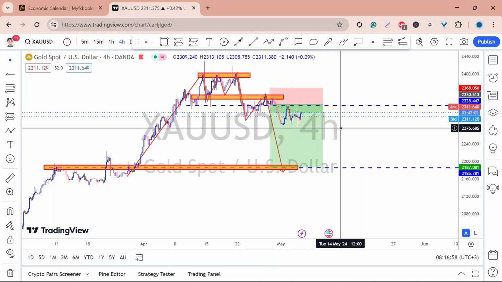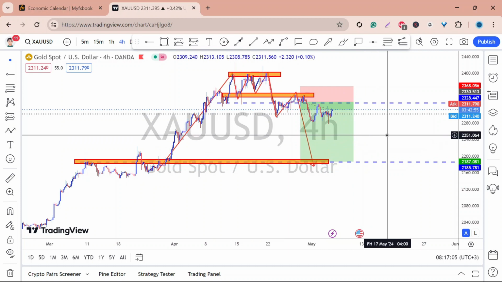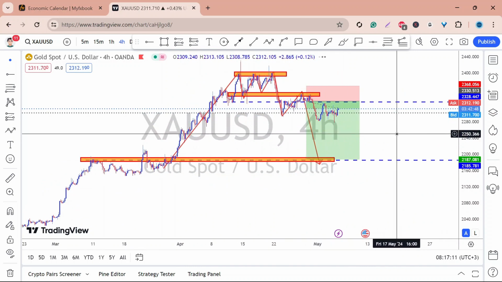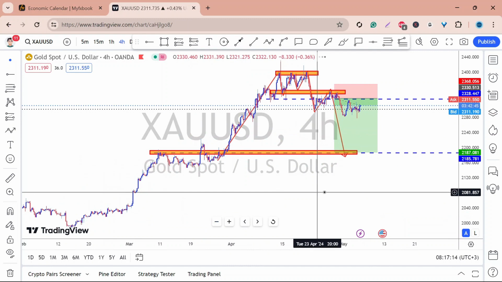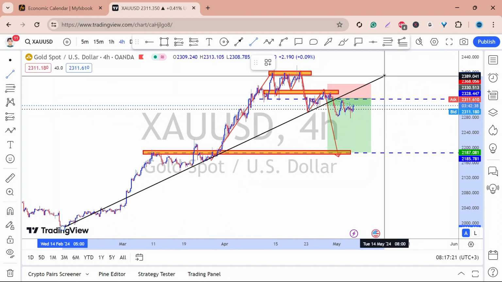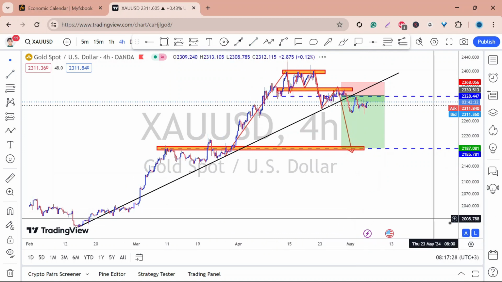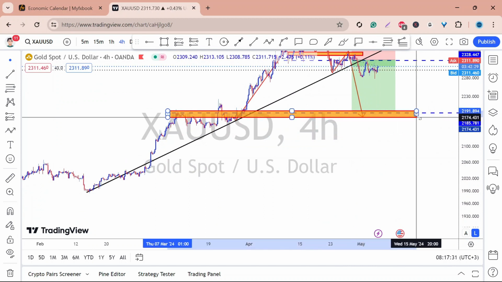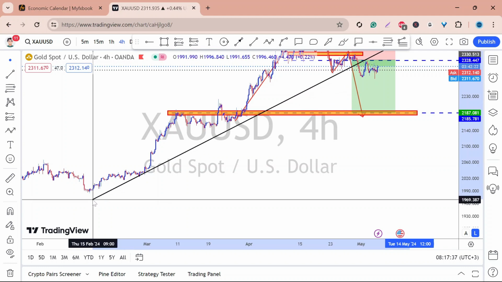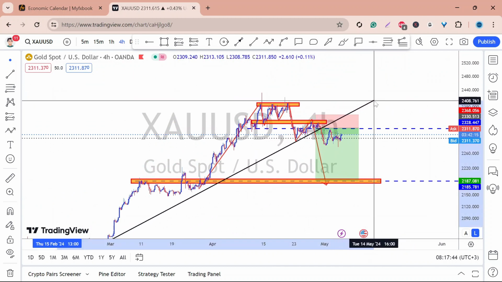I was looking at a 1:2 risk reward ratio, but on a long term basis, this is still what I'm looking for to happen to gold. Nothing much has changed in terms of technicals. We are still in the sell zone as far as gold is concerned. So I still expect gold to continue with the downward movement until these levels that I've already marked here. We should see gold moving to these levels. I don't see any other reason that we should be bullish on gold at the moment.